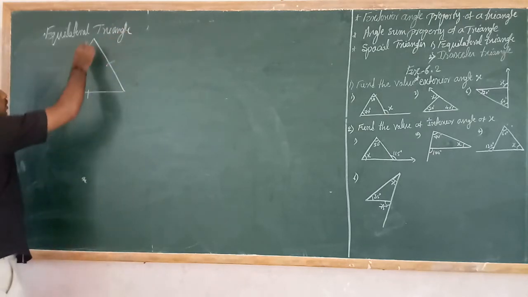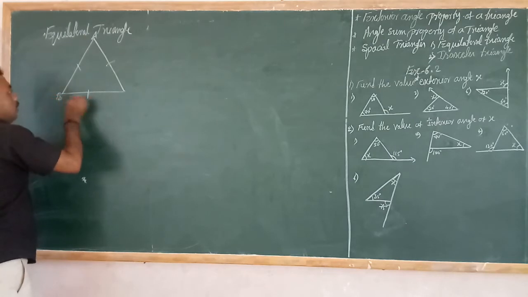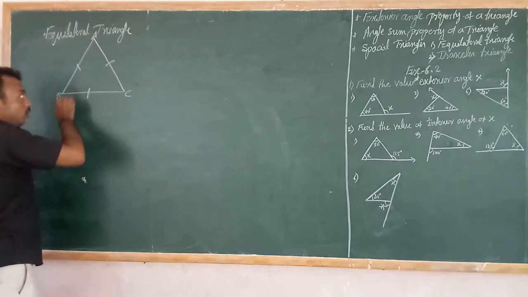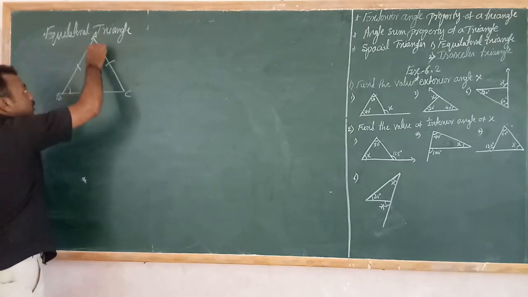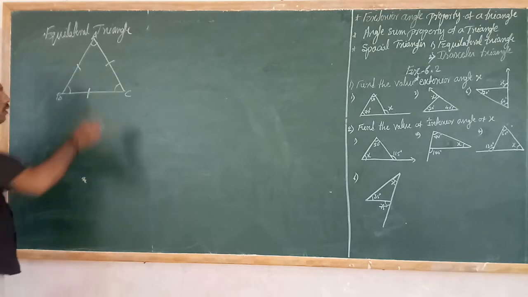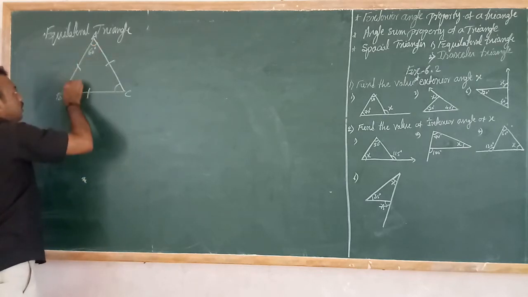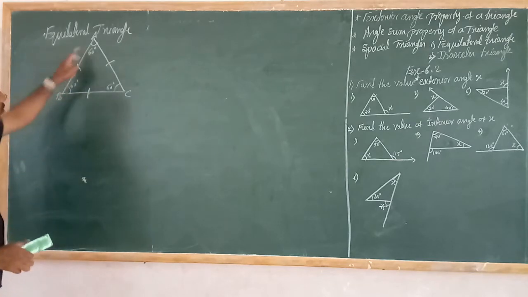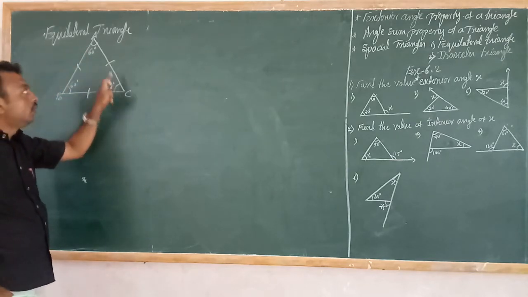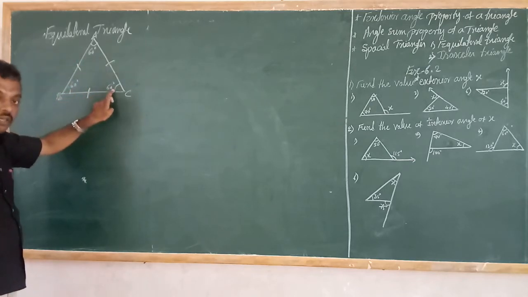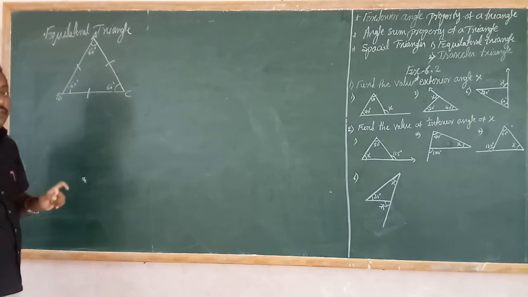ABC is one of the triangles. In that, all sides are equal. And also all angles are equal. Each angle measures 60 degrees. In an equilateral triangle, all sides are equal as well as all angles must be equal. Each angle measures 60 degrees only for an equilateral triangle.